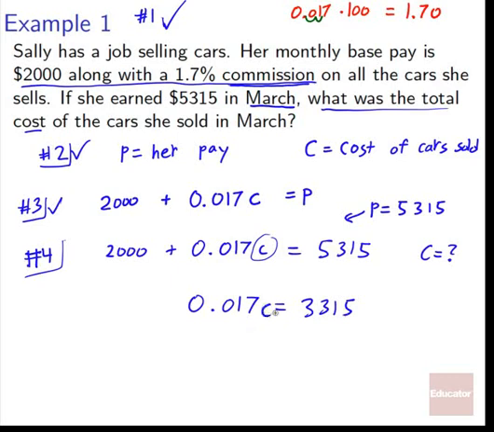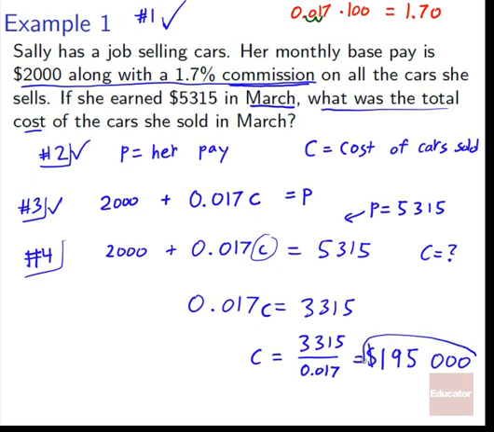Oh, whoops, 0.017C. And then we divide both sides by 0.017. So we get C equals 3,315 divided by 0.017. We plug that into a calculator to make it easy for us, and we get $195,000. So she makes $195,000 in terms of what she sells, which brings her a commission of $3,315, so a total pay of $5,315. The total cost of all the cars she sold was $195,000.